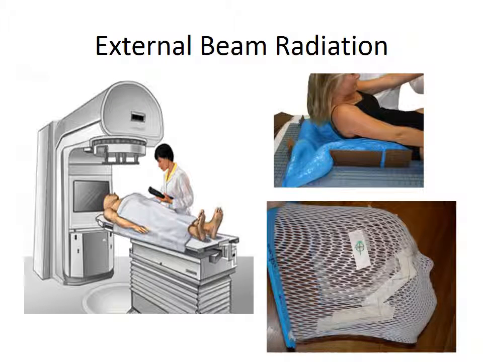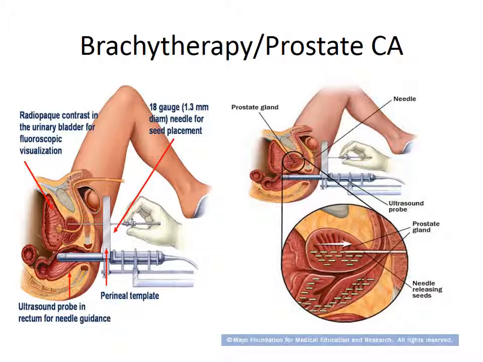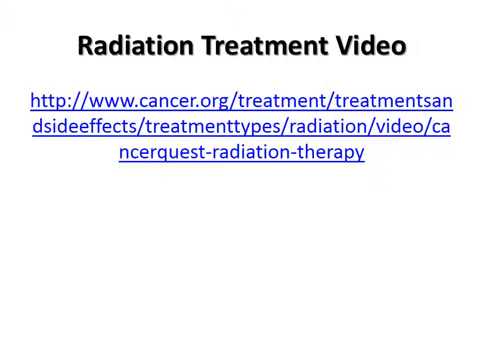The following slide shows external beam radiation and a patient being measured for a mold. The following slide here shows brachytherapy for prostate CA. The patient has a perineal template that's inserted, and a needle goes through it, and it releases the seeds that are implanted into the body. The following slide has a link to a radiation treatment video that I think you'll find very helpful.